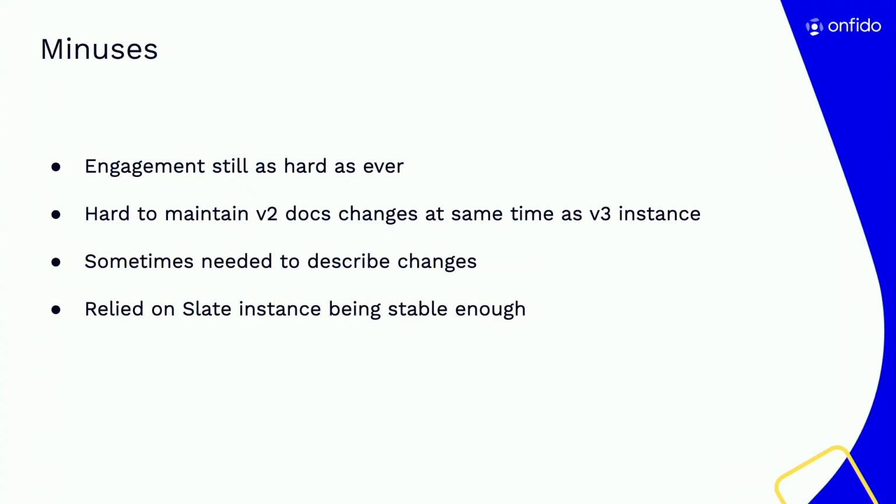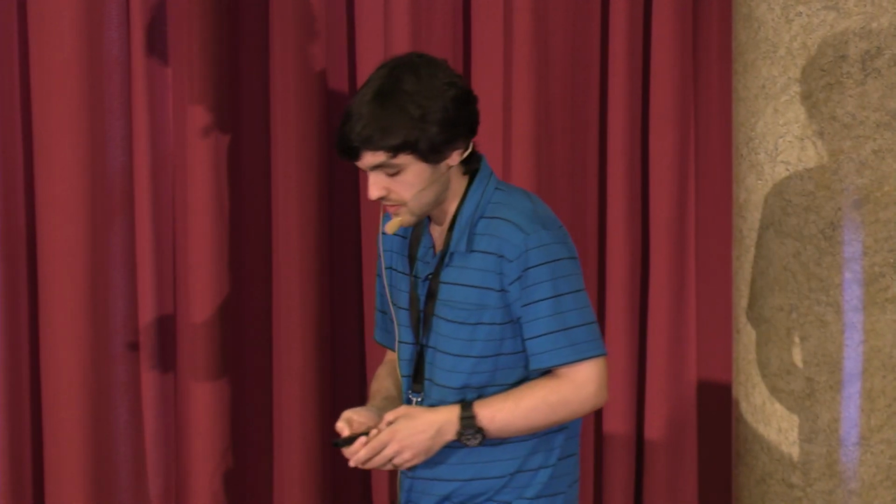And I guess I've said this is a minus, this last one, maybe it's not so much, but we relied on our existing Slate instance, to which we essentially just added a V3, being stable enough. We relied on it being stable enough to support all the new things we were doing, so we had to repeatedly test that. But for example, we've not really been able to test it on mobile very easily because it's harder to access the VPN. So we are, to a certain extent, still relying on our Slate instance being stable enough.